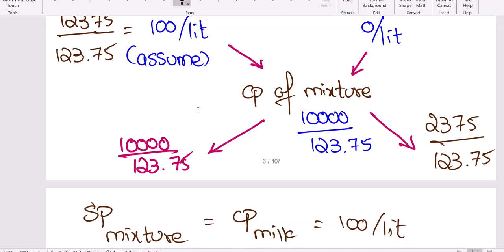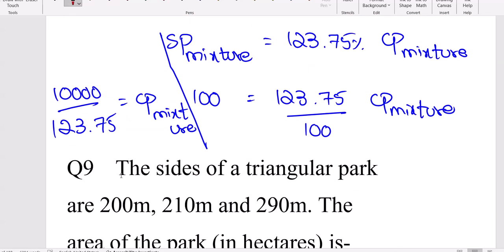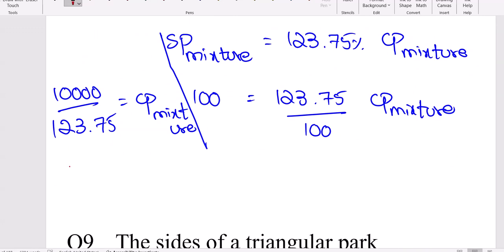Once you have these two, we have to take the ratio of these two terms. When you take the ratio of these two, the denominator is common and gets eliminated. The only thing left over is 10,000 and 2,375. Cancel, and you will get the answer. 10,000 and 2,375. This is milk: the first one is milk, the second one is water.